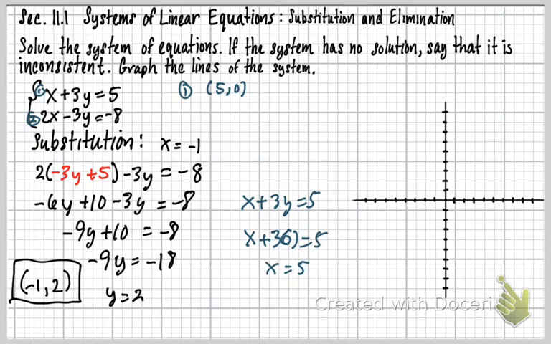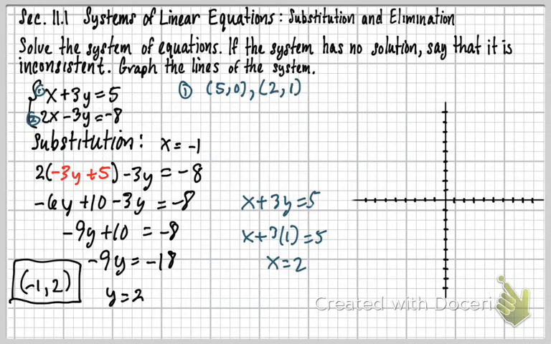Okay, now I see that I can pick another nice value for y that would make it easy too. So another value I could pick for y would be 1, right? So that would be x plus 3 times 1 equals 5. And then that would be 3 there, and when I subtract 3 over there, x would be 2. So 2, 1 would be a good ordered pair too.